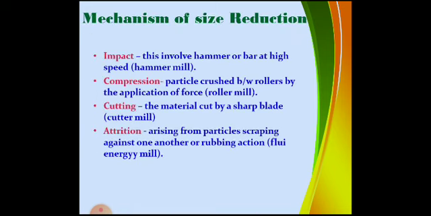The mechanism of size reduction involves the following terms. The first is impact: this method involves a hammer or bar at high speed, which is called a hammer mill. Compression: particles are crushed between rollers by the application of force, which is called a roller mill. Cutting: the material is cut by a sharp blade, which is called a cutter mill. Then attrition: arising from particles scraping against one another, a rubbing action, which is called a fluid energy mill.